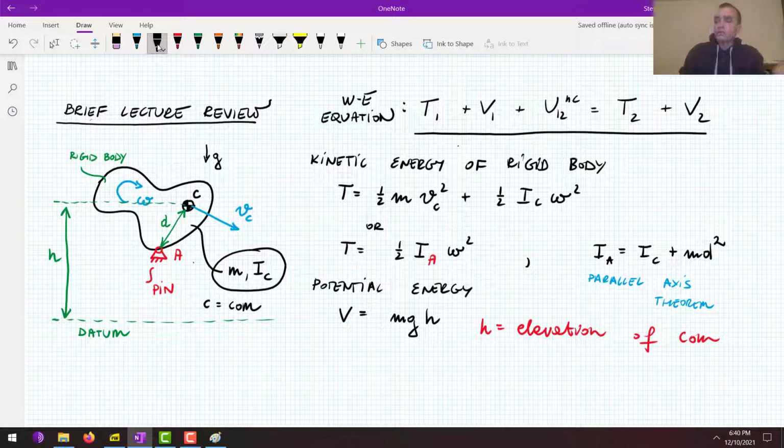So what's the main difference between the work energy method for particles and for rigid bodies? The biggest difference is in the way we calculate kinetic energy for a rigid body.